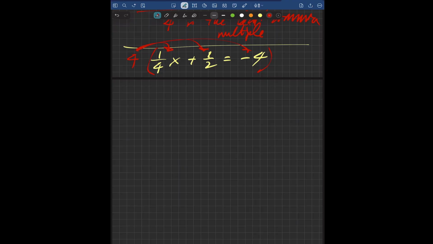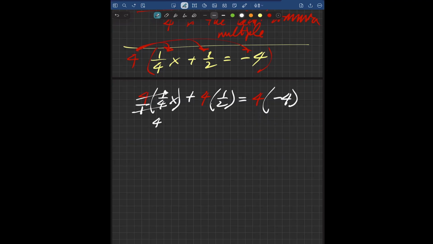Once I do that, I'm going to get 4 times 1/4 x plus 4 times 1/2 equals 4 times -4. That's 4 when I'm multiplying them. That's 4. And that's 2. And this is -16. But what's 4 divided by 4? 1. 1 times x. X.